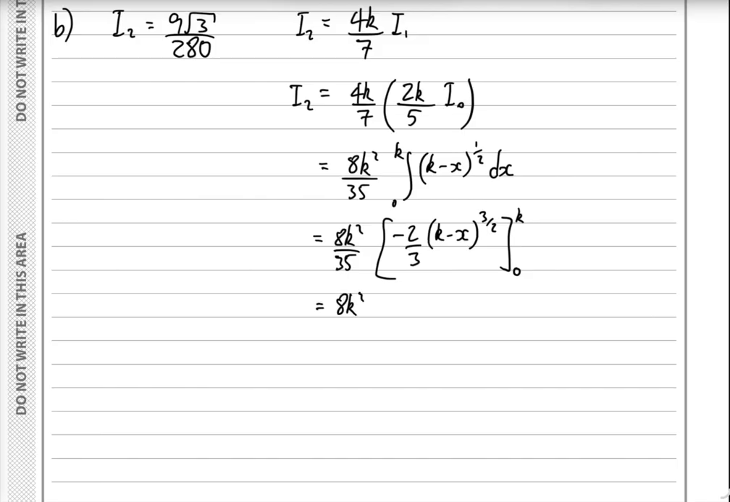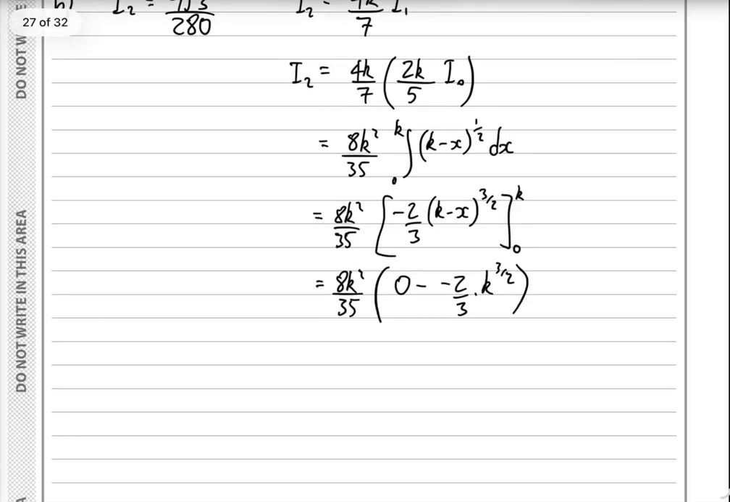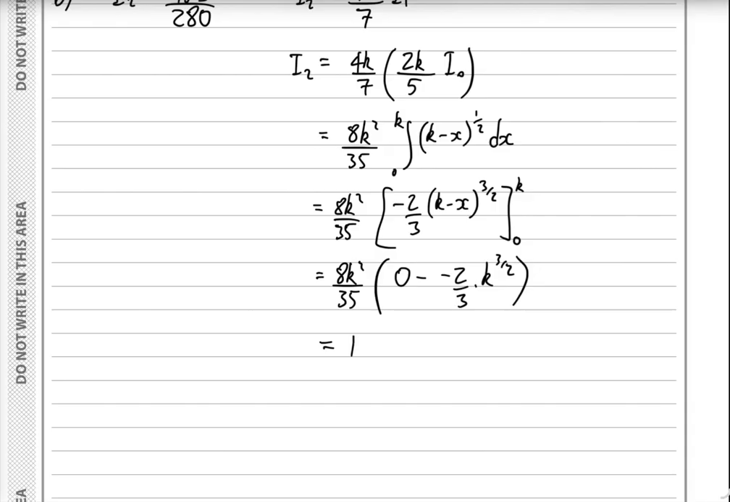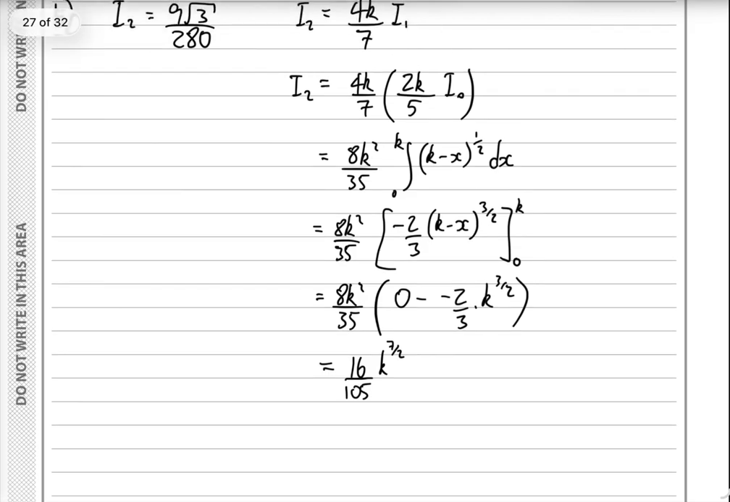So applying our limits, we get 0 minus 2/3 times k minus 0 to k to the 3 over 2. There's a lot of powers going on here. That's 16 over 105 k to the power 2 plus 3 over 2 is 7 over 2. And all of that has to equal the thing at the top there, 9 root 3 over 280.